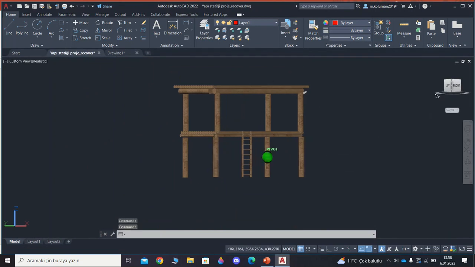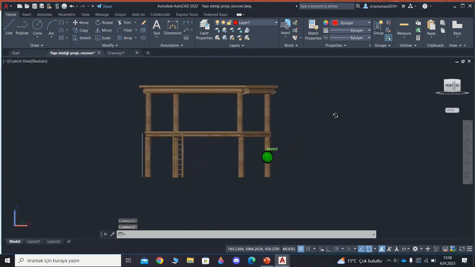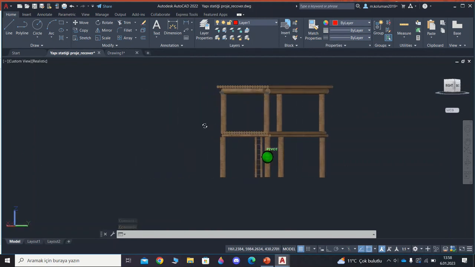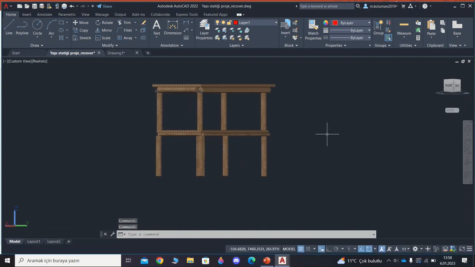Okay, I rotate and you see what our project is. See, and rotate.